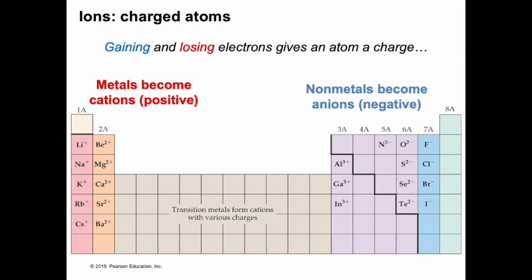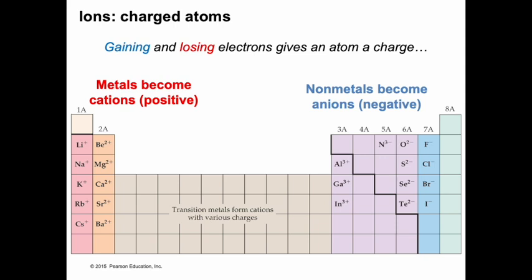Then we skip the transition metals and we go to 3A, and notice that the elements in family 3A have a 3+ charge, because if they have 3 valence electrons, they have to lose 1, 2, 3, which would give them a 3+ charge. Now when we get to an element that has 4 valence electrons, those are the elements in column 4A. 8 is the magic number here.